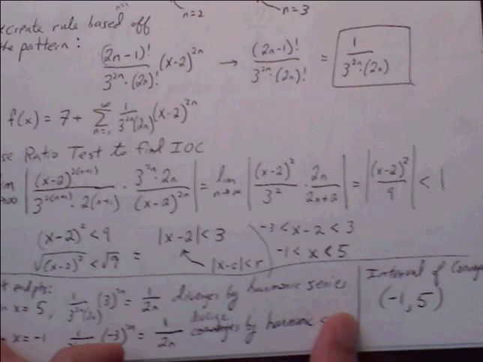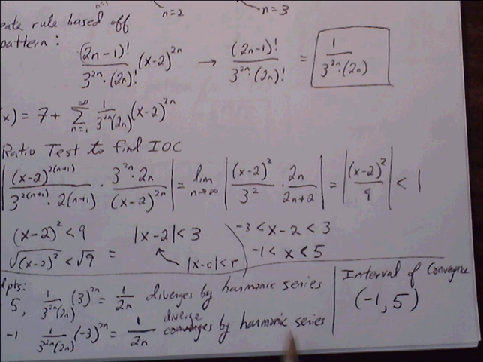So our interval is the open interval from negative 1 to 5, which is our interval of convergence.